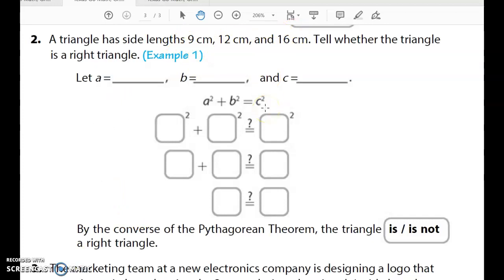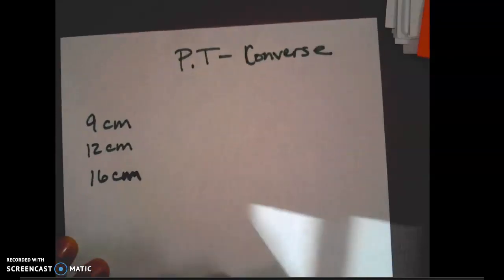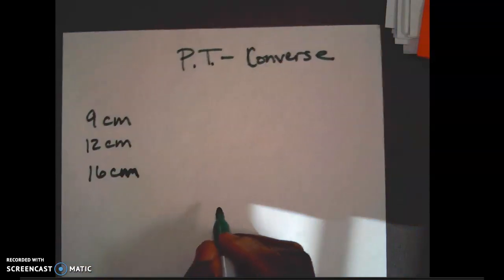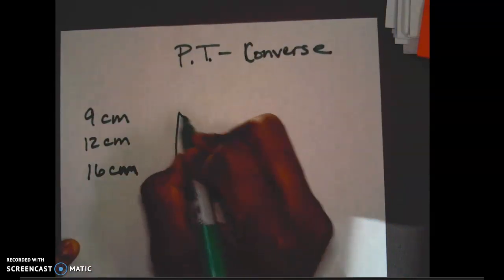Okay, so let's go ahead and take a look at these numbers. I have 9 centimeters, 12 centimeters, and 16 centimeters. So what I want to do at this point is go ahead and set up a triangle to see if in fact they work. Now I'm going to assume that this is a right triangle until I am proven otherwise using the Pythagorean theorem. So I'm going to switch back over to my work. I'm just going to abbreviate Pythagorean theorem converse here. I'm going to go ahead and first draw myself a triangle.